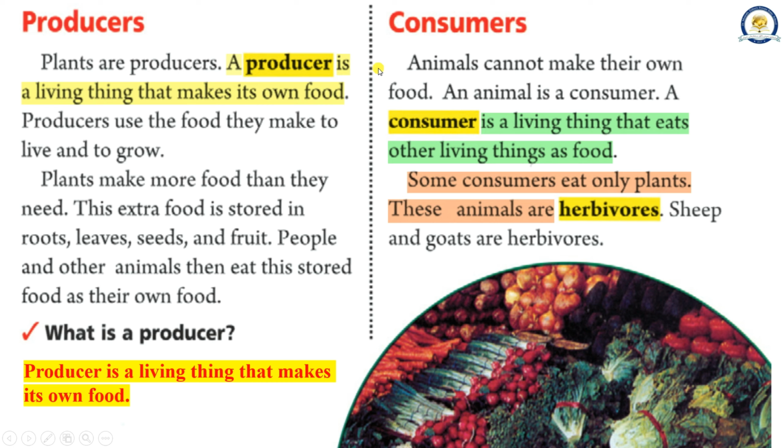Consumers. Animals cannot make their own food. An animal is a consumer. A consumer is a living thing that eats other living things as food. Some consumers eat only plants. These animals are herbivores. Sheep and goats are herbivores.